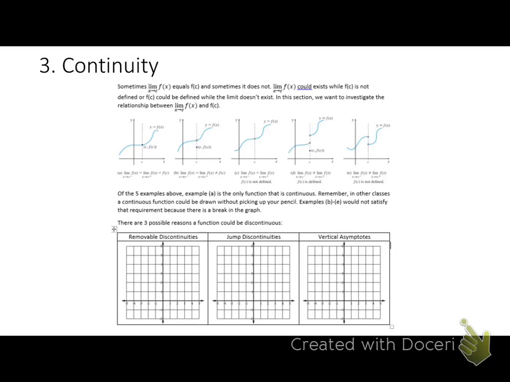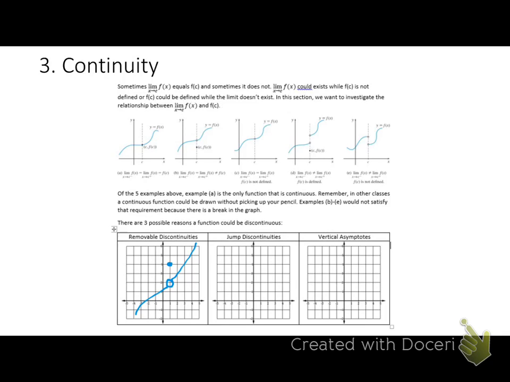So here's an example. It's a very simple example. I'm just going to make this very, very easy. So there's an open circle right there, and say there's your graph. It doesn't have to be perfect, but that open circle is a removable discontinuity. And that could be defined somewhere else, or it could not be defined.